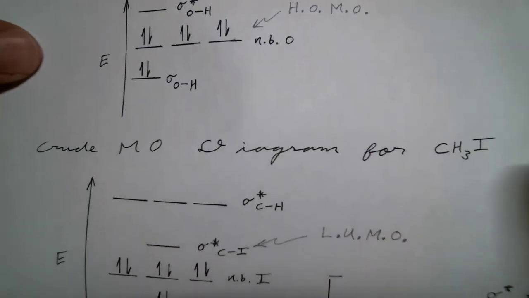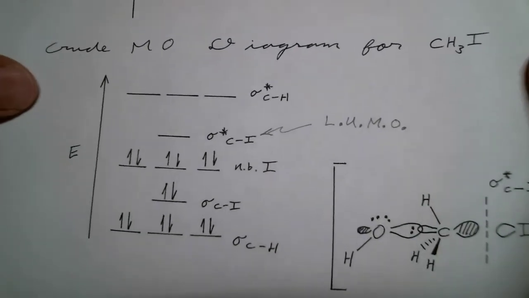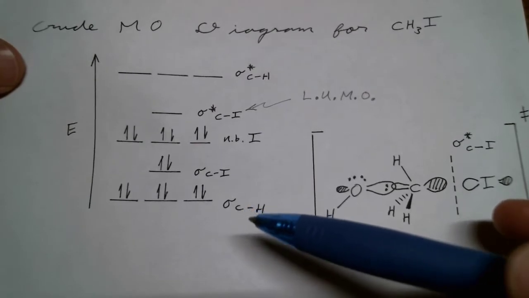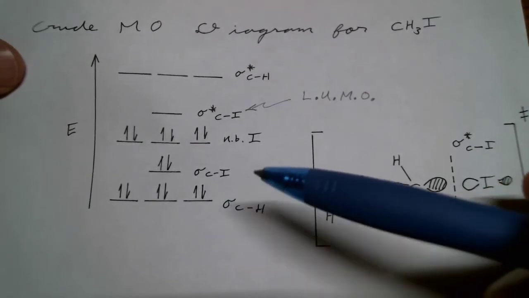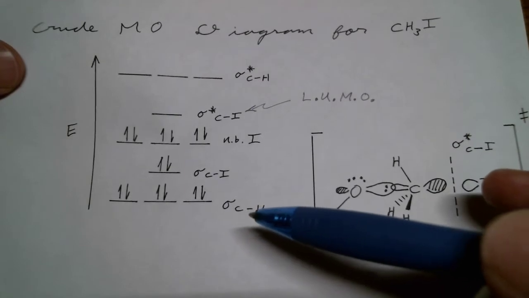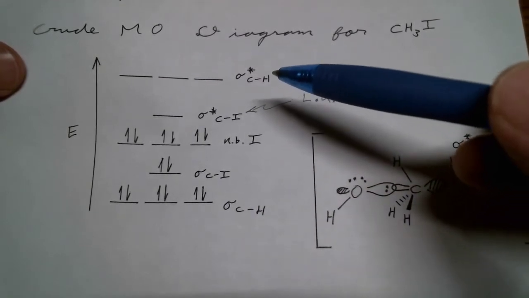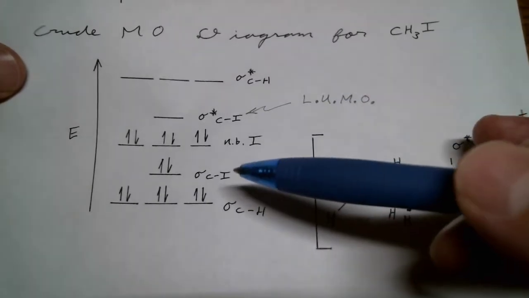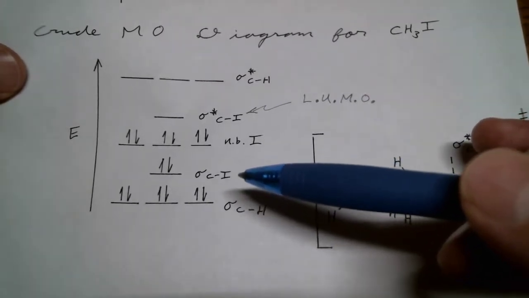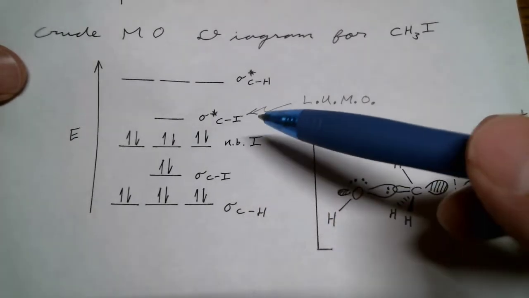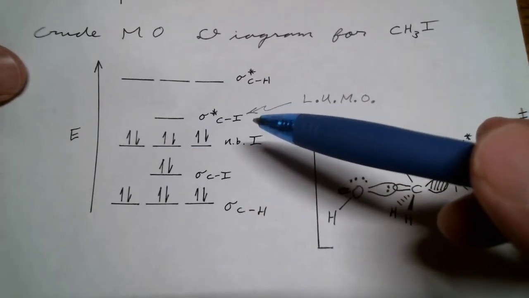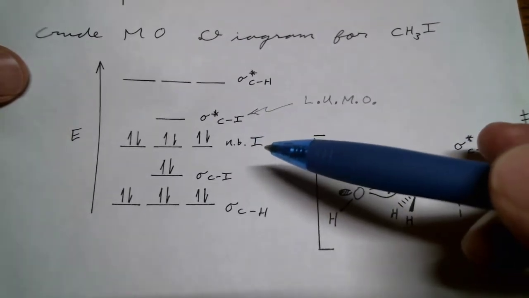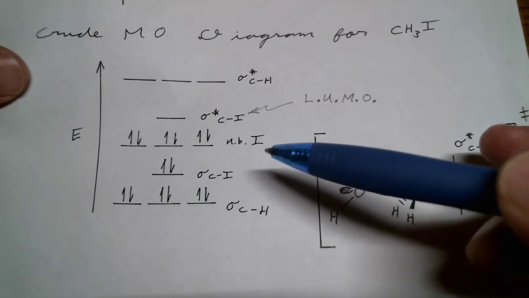A crude molecular orbital diagram for methyl iodide is below, right? We've got three sigma carbon-hydrogen molecular orbitals, and of course if we have three sigma bonding carbon-hydrogen molecular orbitals, we've got three anti-bonding sigma star CH molecular orbitals. Then we have a sigma carbon-iodine molecular orbital that's bonding, and then of course we've got a sigma star antibonding carbon-iodine molecular orbital, and then we have three non-bonding pairs on iodine.